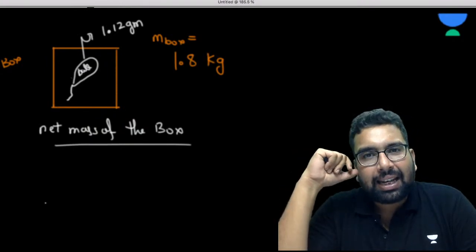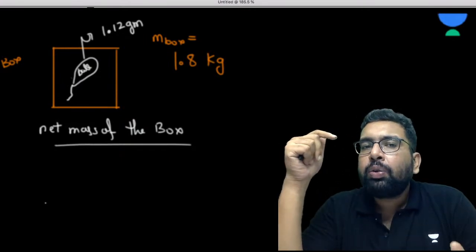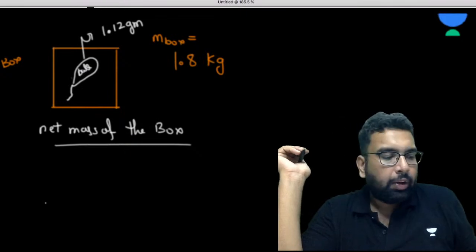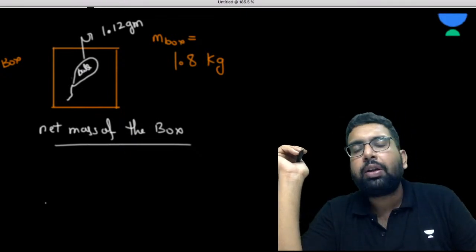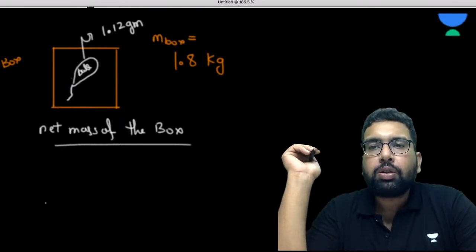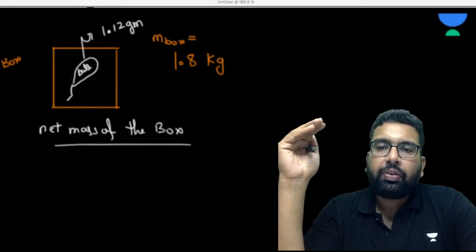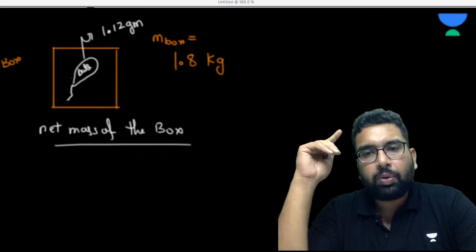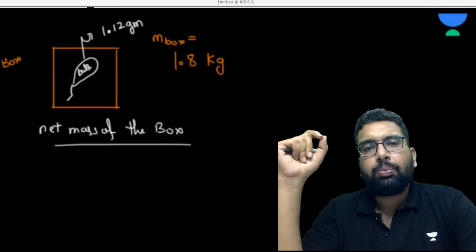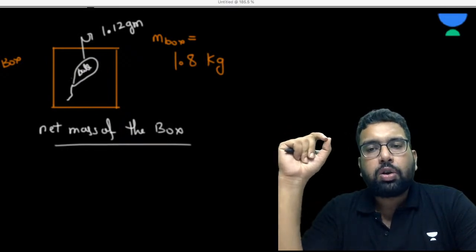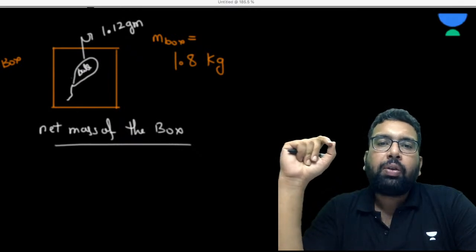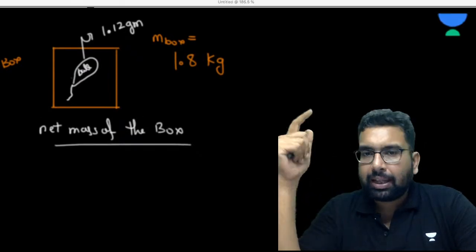Now please understand this. First of all, we have to convert the unit. And while converting the unit, you have to make sure that the number of significant figures remains the same. This is the rule we have seen. While converting the unit from one system to another, you must ensure that the number of significant figures remains the same.